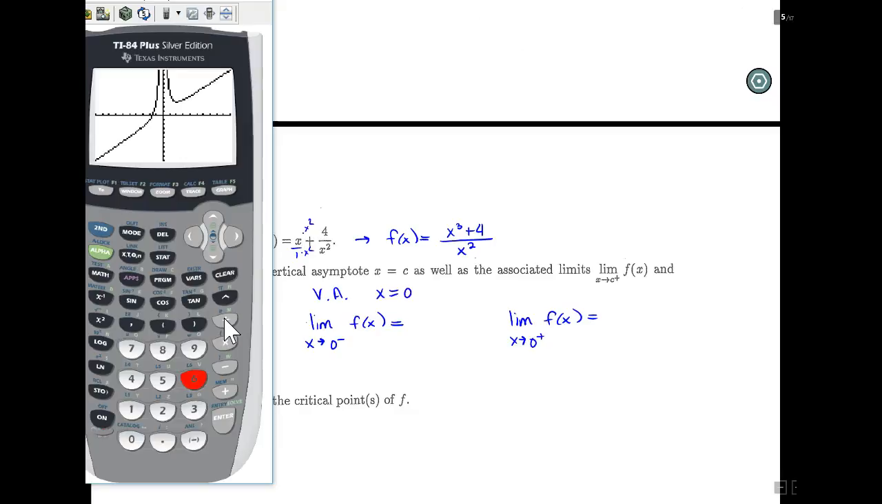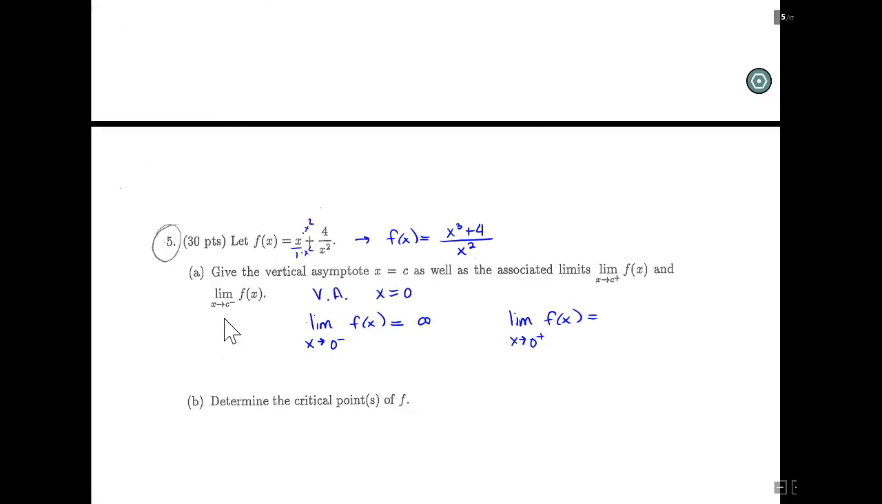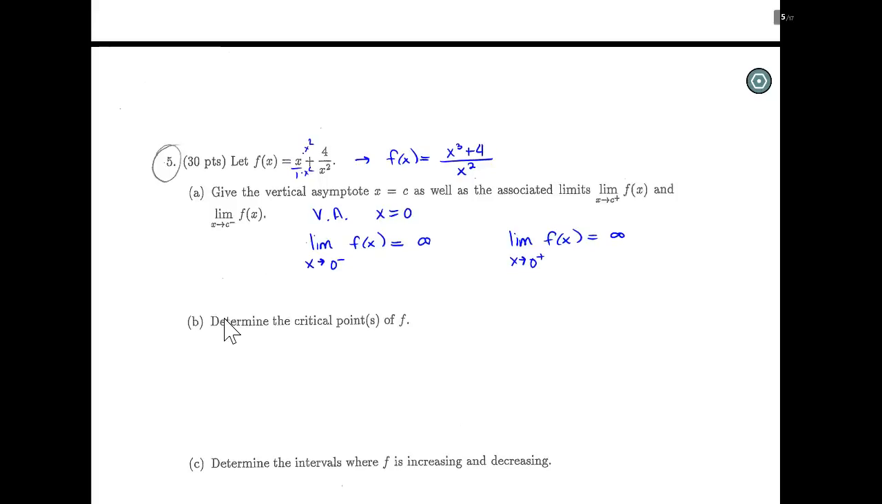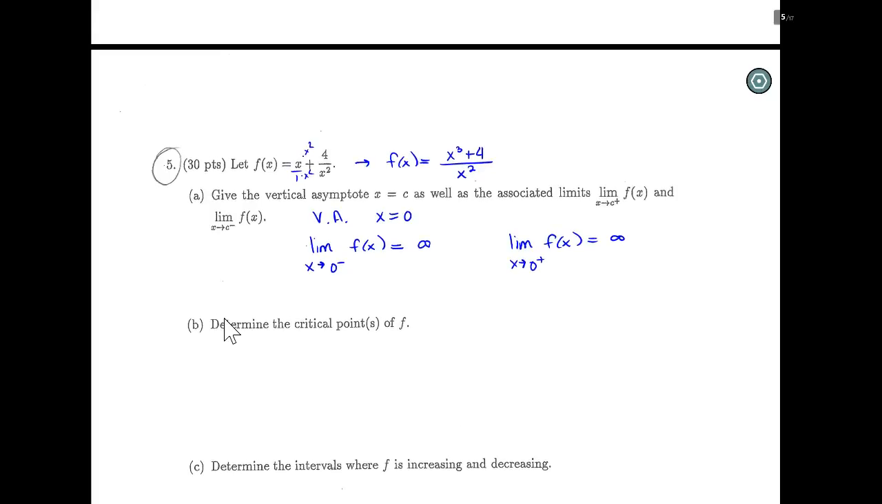So that does appear from the left and from the right. We are going to get positive infinity. Determine the critical point of f. Okay, so we could use either the original function or the one that I rewrote. I'll use the original function where we had it written, but I'm going to rewrite the second term as 4x to the -2. So the critical points are where the derivative is equal to 0 or undefined.